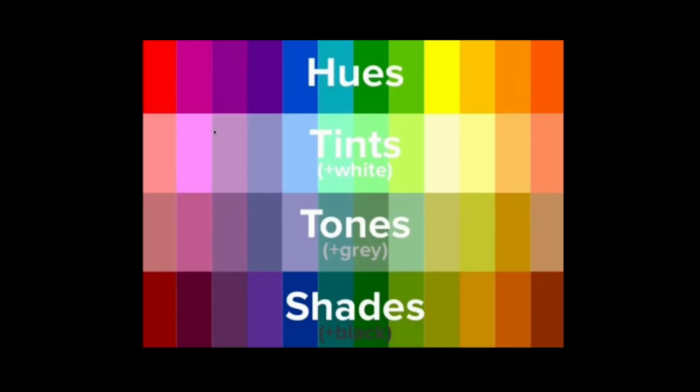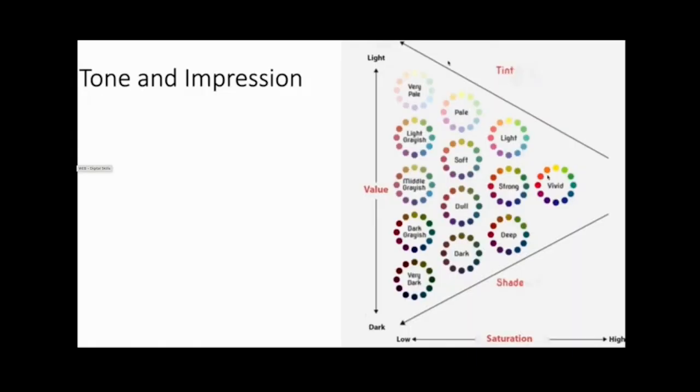Here's just another representation of that. We have our hues on the very top. And then if you notice, if you add white, it becomes a tint. If you add gray, it becomes a little more dull. If you add white, it tends to be a little lighter, a little brighter. If you add gray, it tends to be a little more dull. And then if you add black, it turns darker. So you can kind of notice those differences.